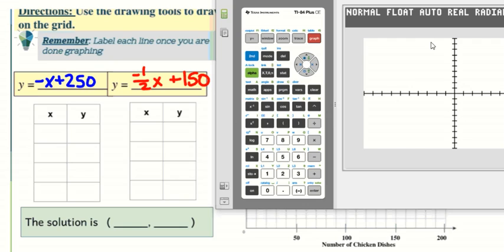But this graph that we see only goes up to 10. 10 on the top, 10 on the bottom, 10 to the left, and 10 to the right. We can change the window on our calculator so that we can see more points.